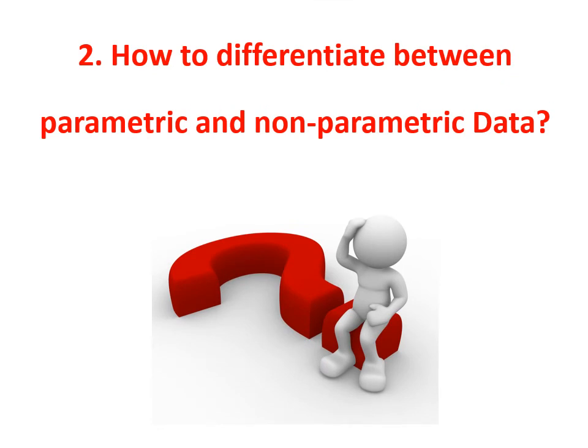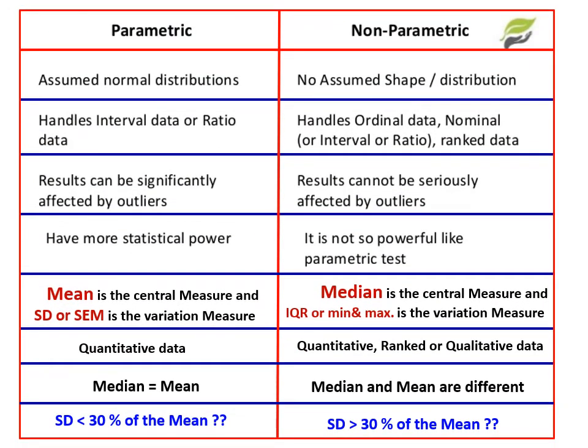How to differentiate between parametric and non-parametric data? في الحقيقة ده سؤال بيتكرر كتير جدا، امتى اقول على الداتا دي انها parametric او non-parametric؟ This table will summarize the difference between parametric and non-parametric data. First, parametric assumed normal distribution, so passed the normality test, while non-parametric no assumed shaped, ملهاش shape ولا distribution محدد.